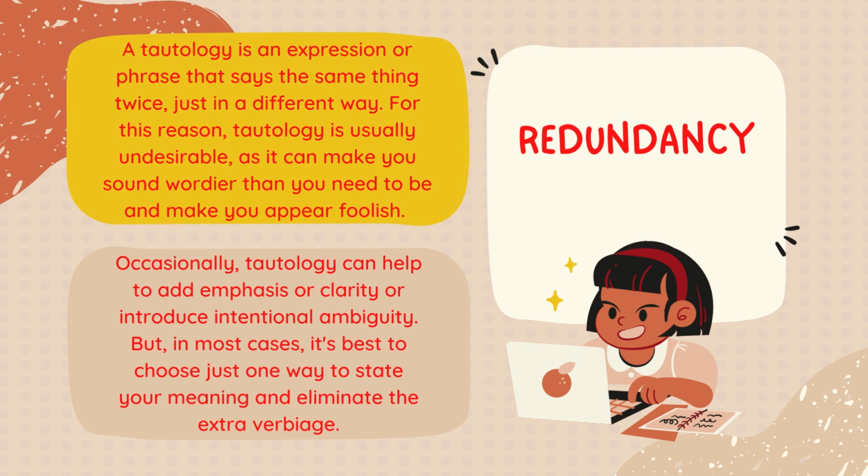A tautology is an expression or phrase that says the same thing twice, just in a different way. For this reason, tautology is usually undesirable, as it can make you sound wordier than you need to be and make you appear foolish. Occasionally, tautology can help to add emphasis or clarity or introduce intentional ambiguity, but in most cases, it's best to choose just one way to state your meaning and eliminate the extra verbiage.